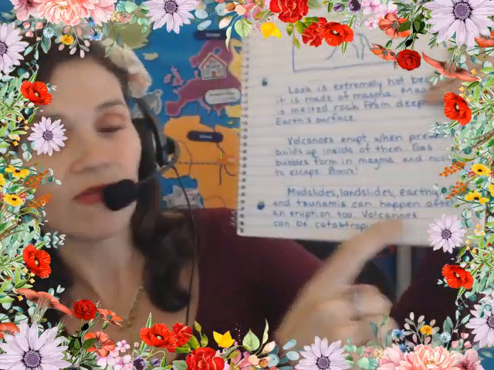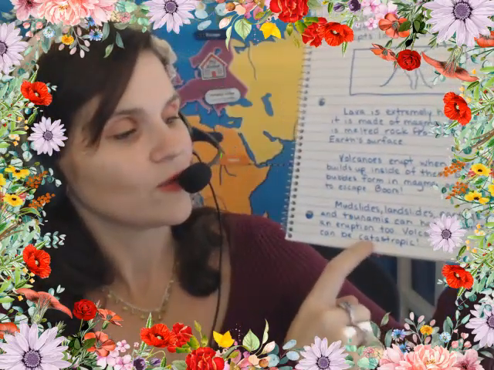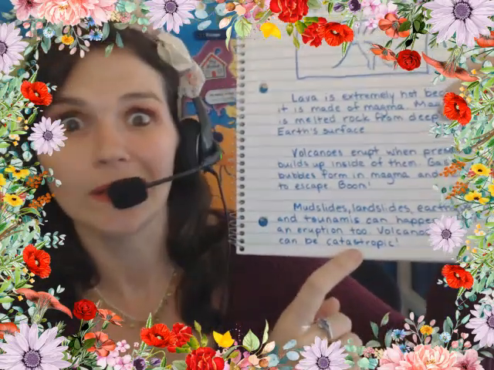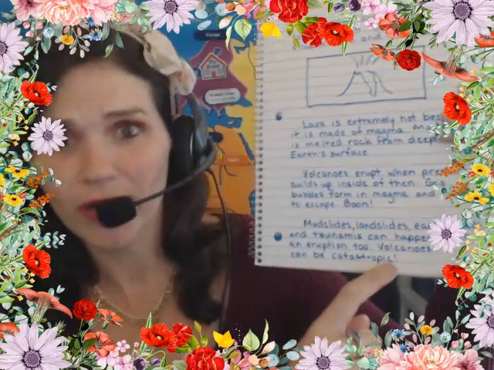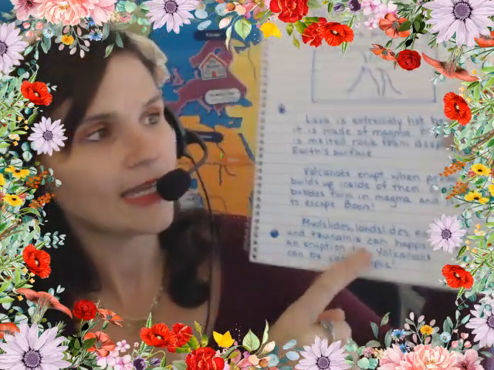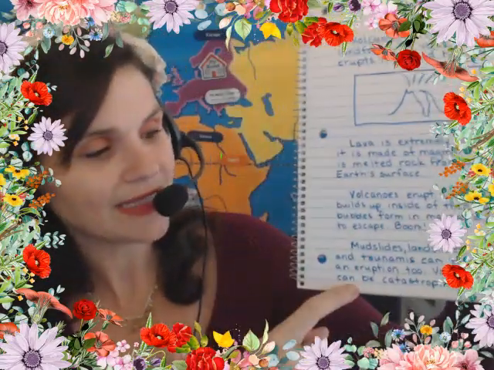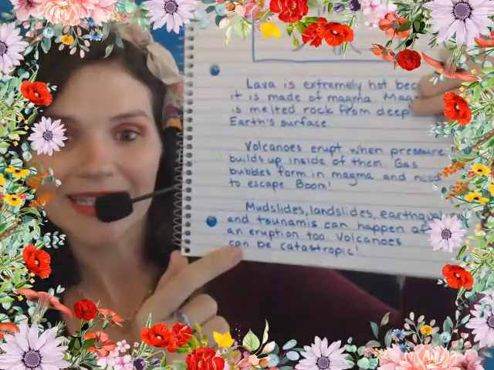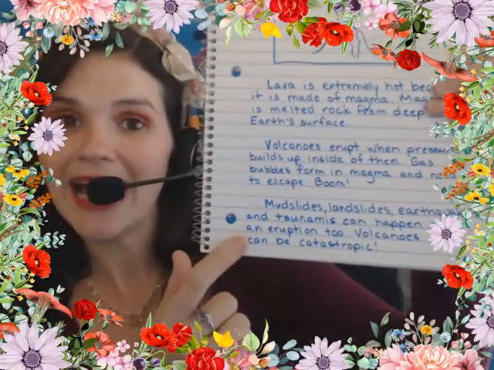I could have said volcanoes are very dangerous again, but I wanted to look up a synonym, or a different word for dangerous. So catastrophic means it causes a lot of damage and it's very awful. So I used that word instead, but I'm still restating what my topic was in my closing sentence. So volcanoes can be catastrophic.